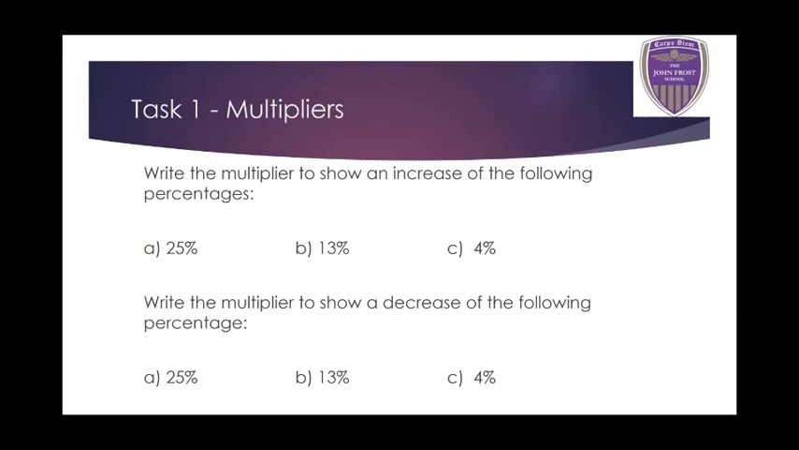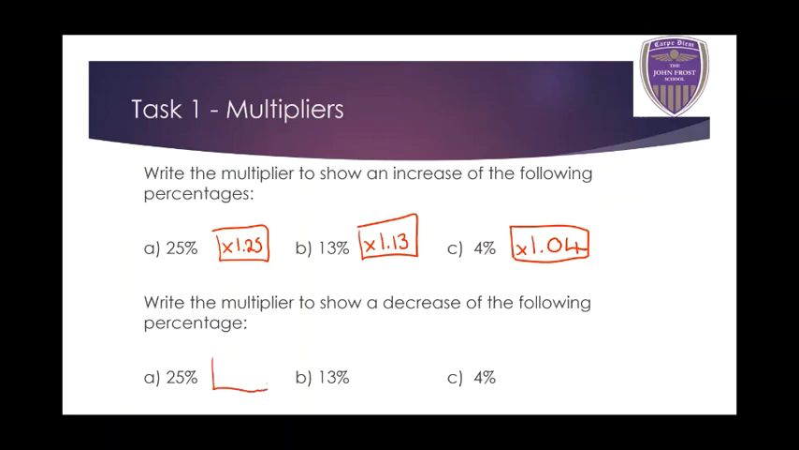Okay, so the first one, for A, your multiplier would be 1.25, an increase of 25%. For B, it would be a multiplier of 1.13. And for C, it would be a multiplier of 1.04. Okay, because remember, 4 divided by 100 would be 0.04. Okay, so therefore 104 divided by 100 would be 1.04.